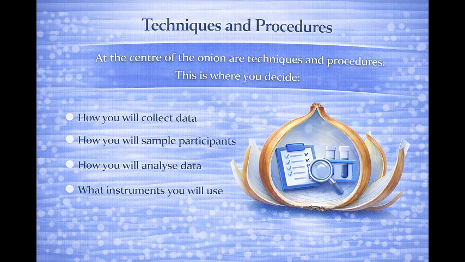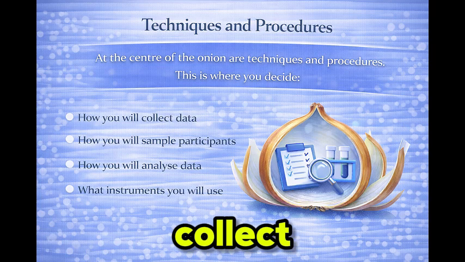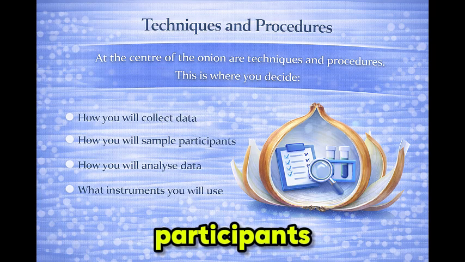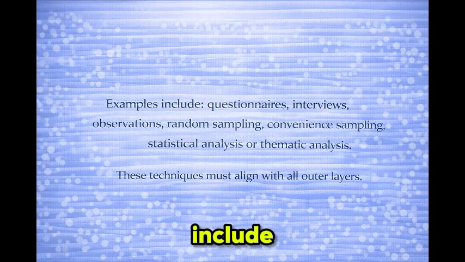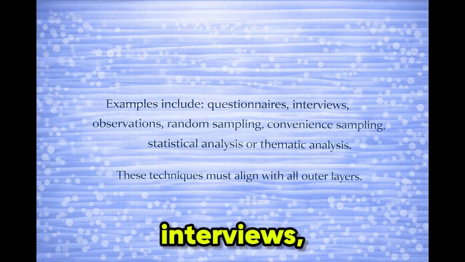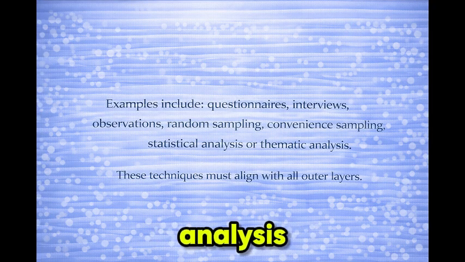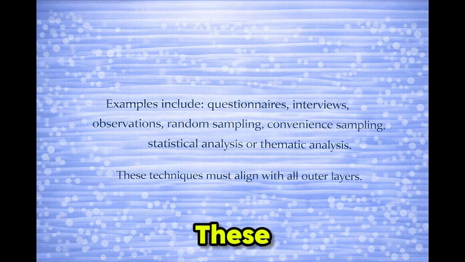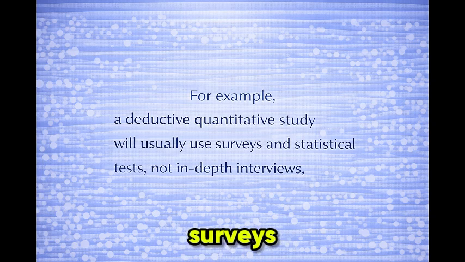The final layer, techniques and procedures. At the center of the onion are techniques and procedures. This is where you decide how you will collect data, how you will sample participants, how you will analyze data, and what instruments you will use. Examples include questionnaires, interviews, observations, random sampling, convenience sampling, statistical analysis, or thematic analysis. These techniques must align with all outer layers. For example, a deductive quantitative study will usually use surveys and statistical tests, not in-depth interviews.